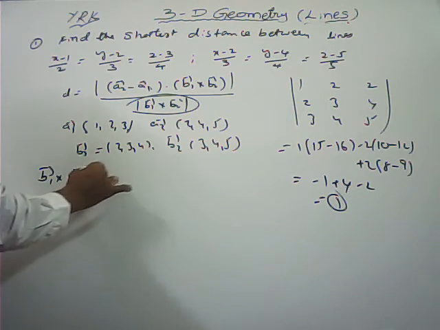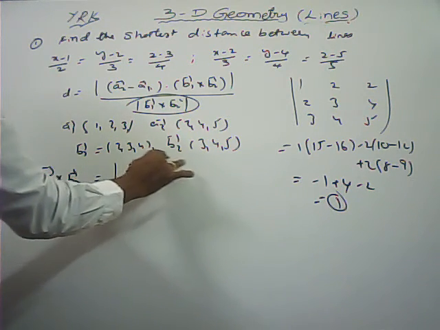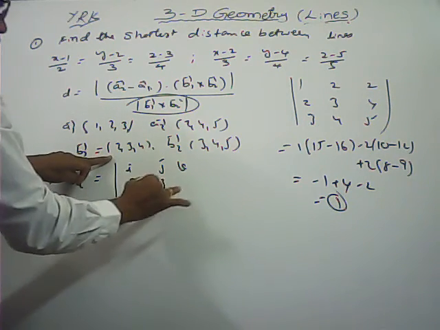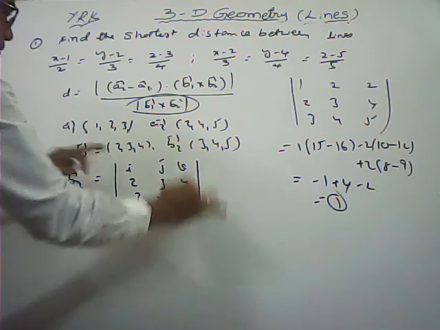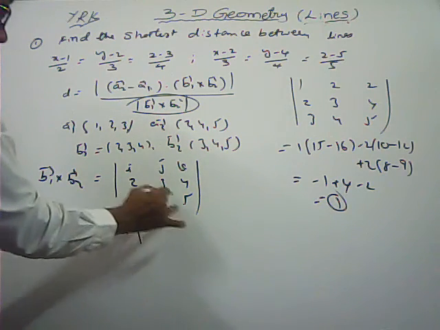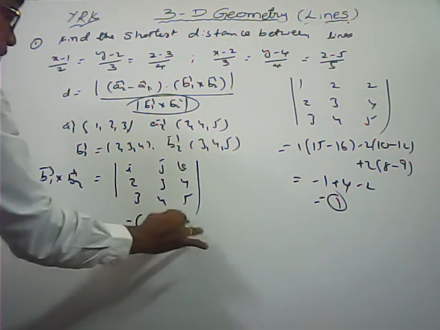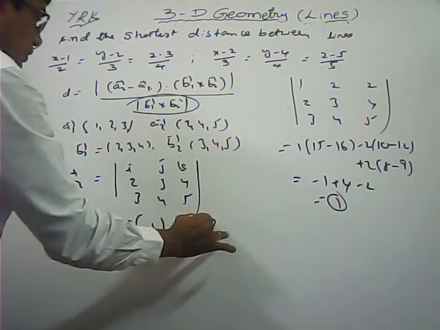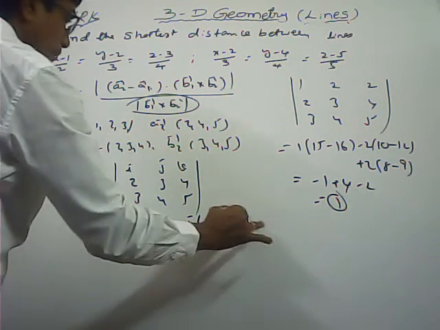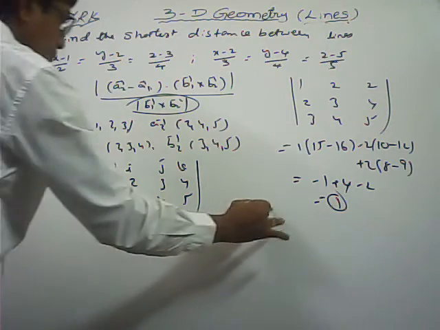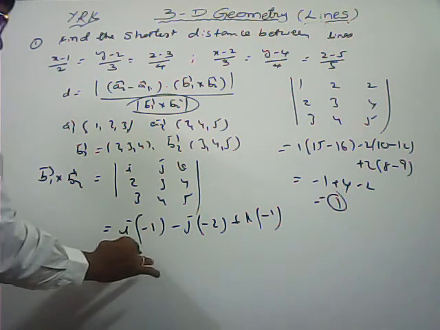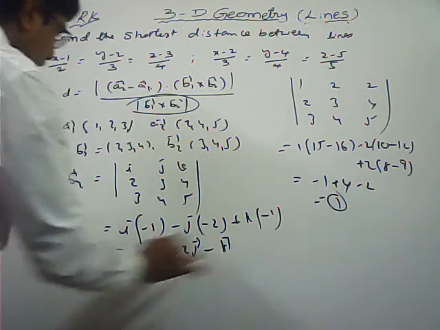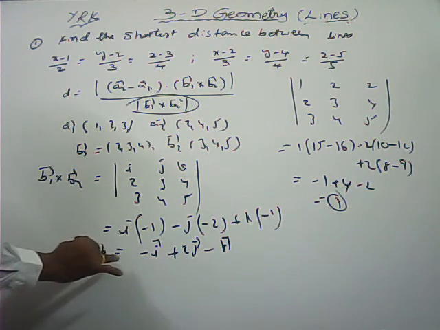How to find B1 bar cross B2 bar? A determinant of i, j, k. What about the B1 bar here? 2, 3, 4, 3, 4, 5. I into 15 minus 16, minus 1, minus j into 10 minus 12, minus 2, plus k into 8 minus 9, minus 1. So minus i cap plus 2j cap minus k cap. This is B1 bar cross B2 bar.